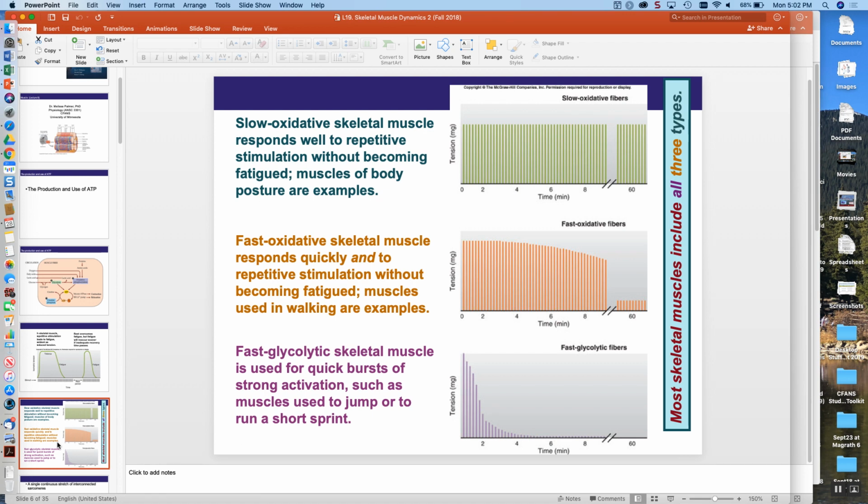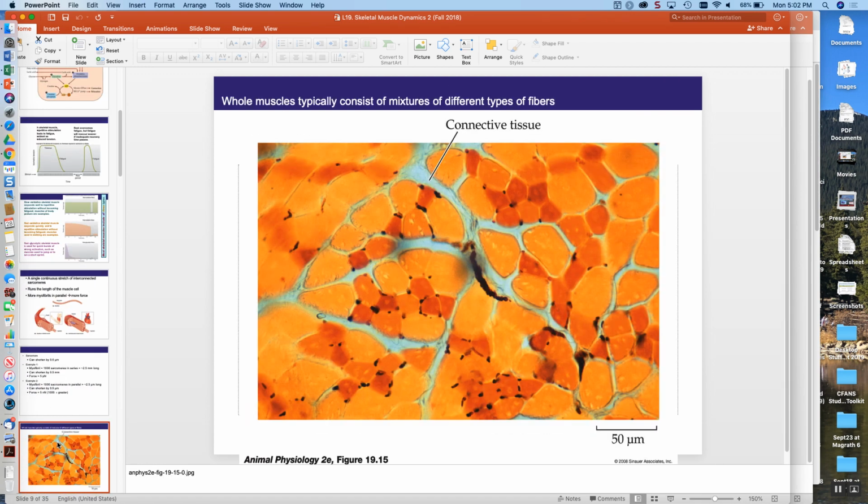I know we're going through this pretty fast, but here's where we talked about the differences between slow oxidative and fast glycolytic. Don't concentrate on fast oxidative glycolytic, that's the intermediate one. Just concentrate on the two extremes, the real difference between slow oxidative and fast glycolytic. That's why I really like this figure here. It shows you the differences between the two.